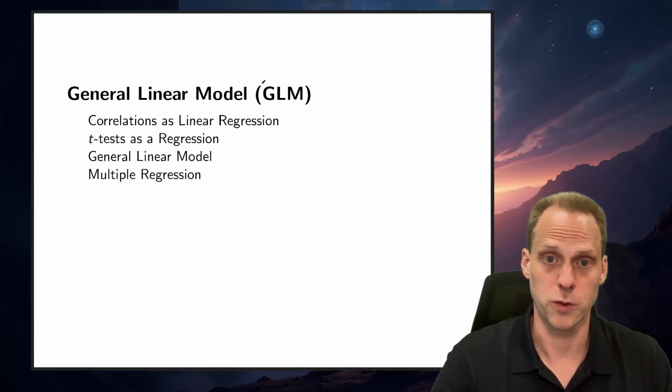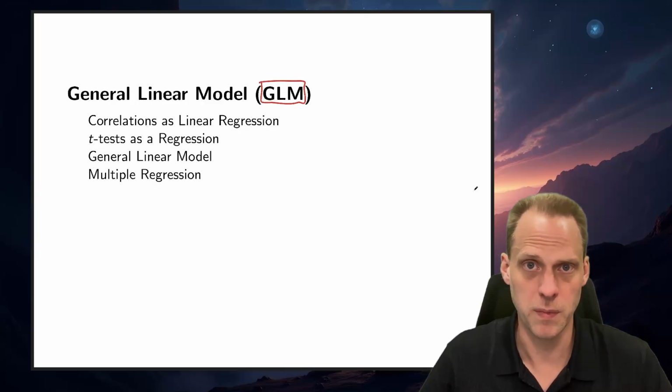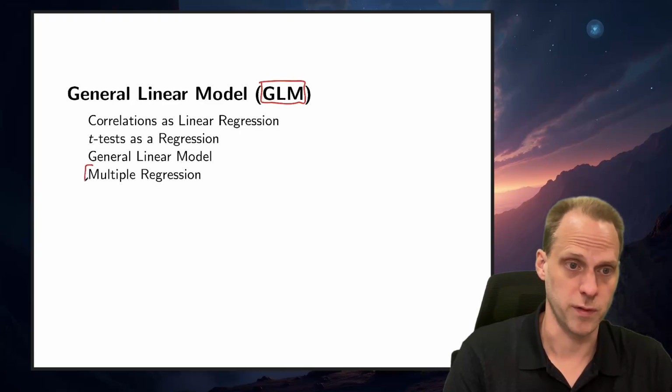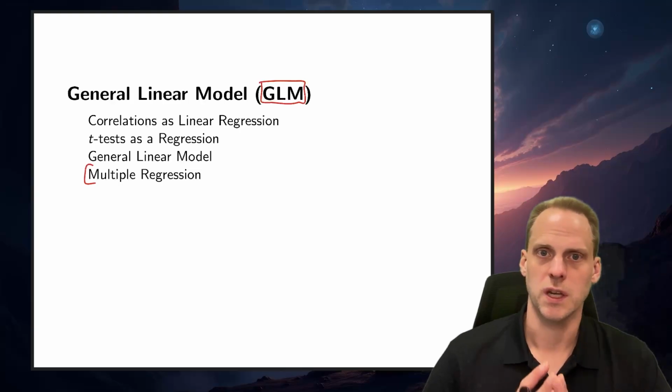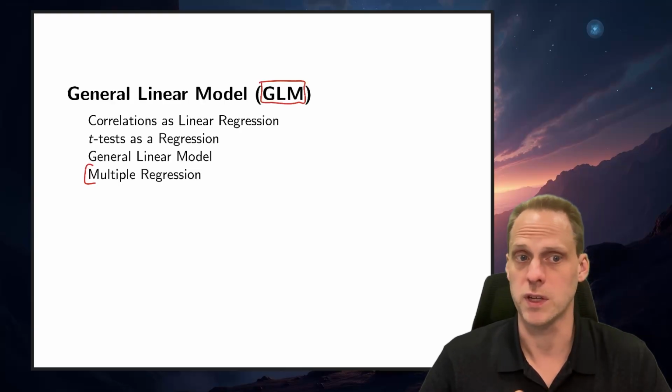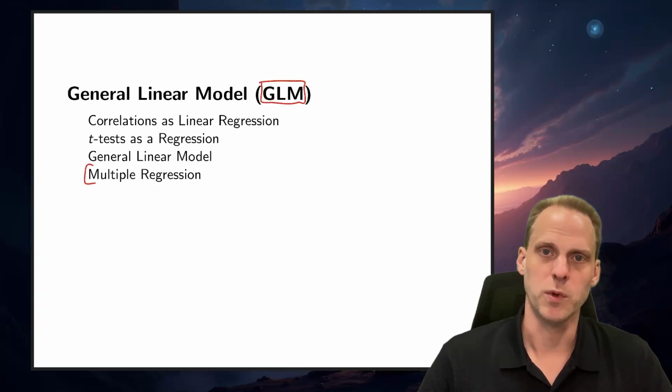In this video, I'll talk about the general linear model, or GLM. And this is basically the framework for multiple regression, where we have multiple indicators. But because everything is really so closely related, we can see that, for example, a t-test is also actually a regression model, or correlation is also actually a regression model. It's a bit more general than that.